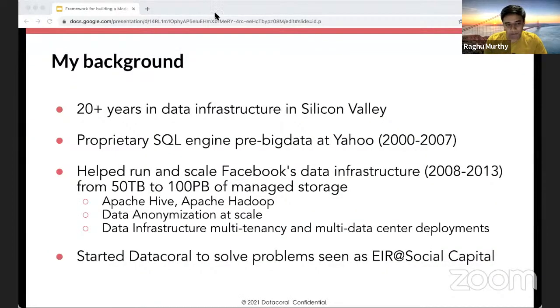A little bit about my background. I've been working on data infrastructure for a little over 20 years in Silicon Valley, starting off at Yahoo, where we ended up building a SQL engine to replace Oracle because Oracle was too expensive for analytics. And then later on, I ended up working at Facebook, where this time around there was the big data movement happening in the industry. As part of the initial team, I built and open sourced Apache Hive, which is a SQL engine on top of Hadoop, which is a MapReduce framework.